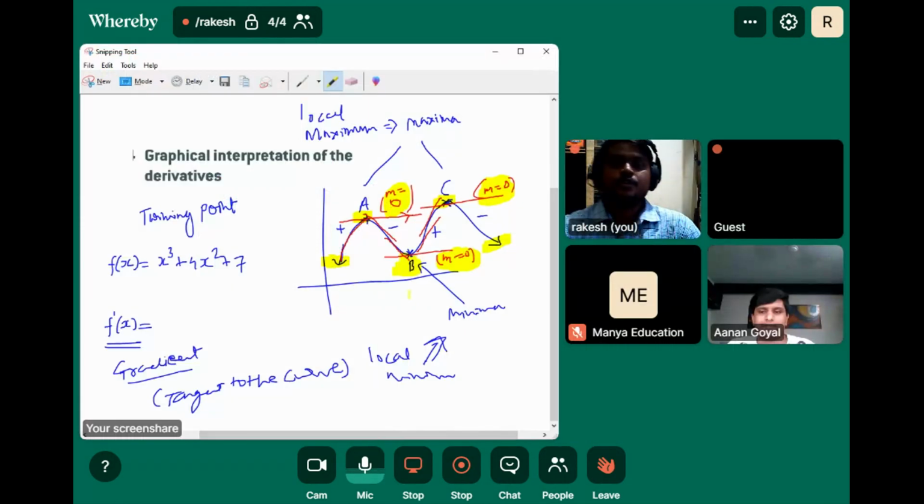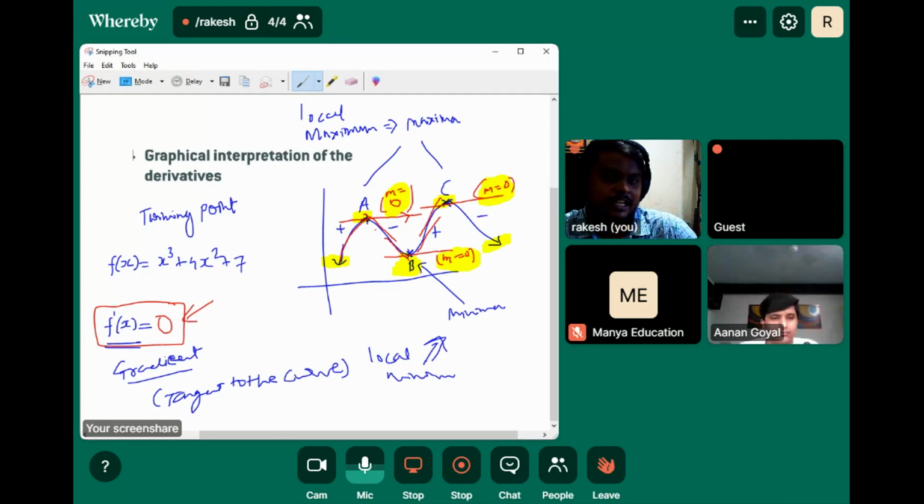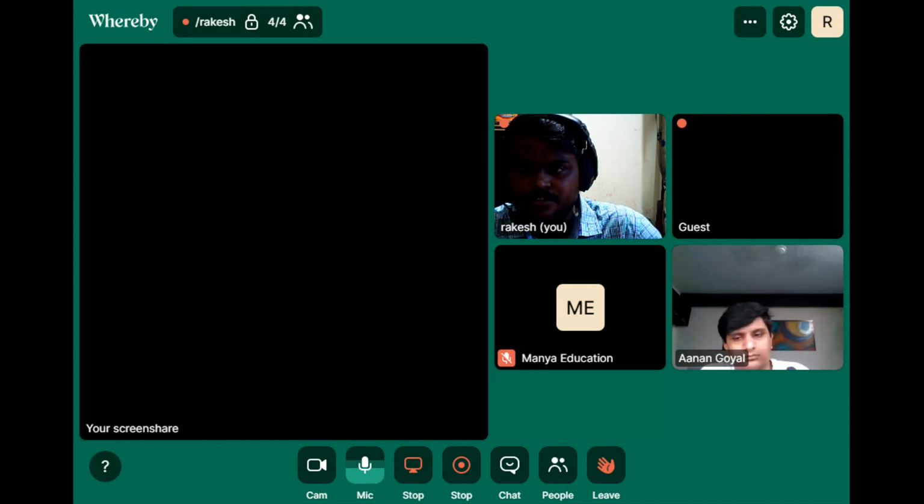Okay. So do you understand the relationship here for the turning point and the derivative? Yes, sir. So if you set f dash x equal to 0, it means you are trying to find all the points where the tangent is horizontal, right? Okay. Now let's do one problem based on this.